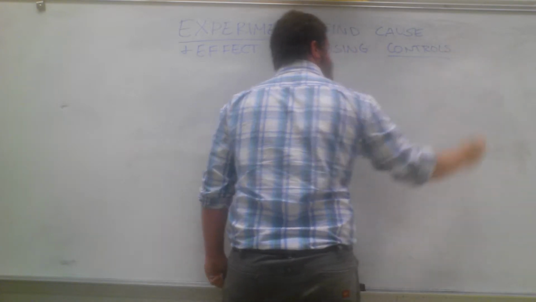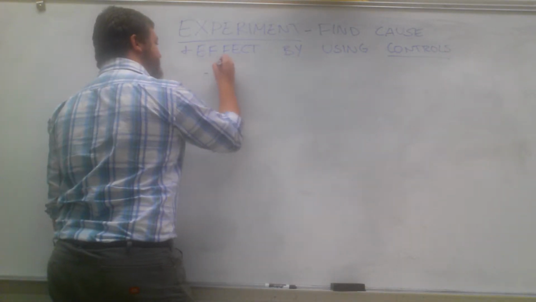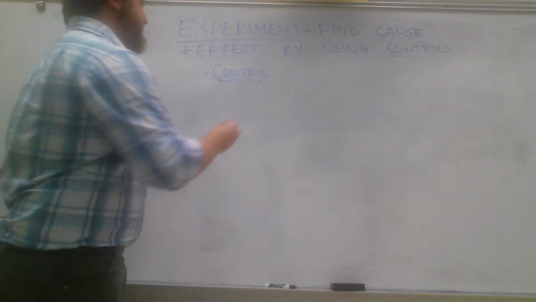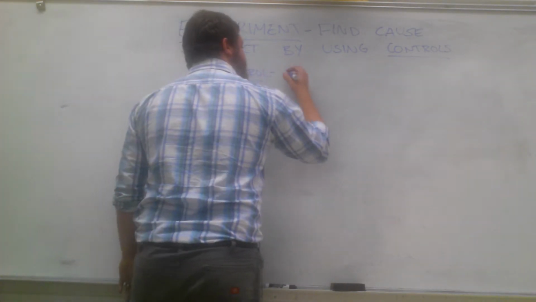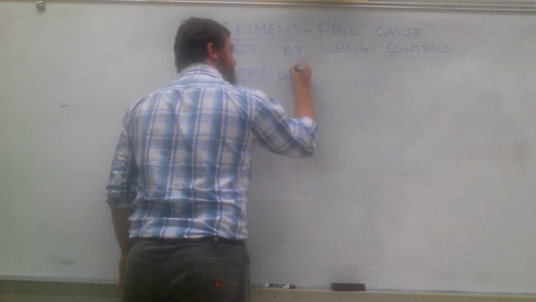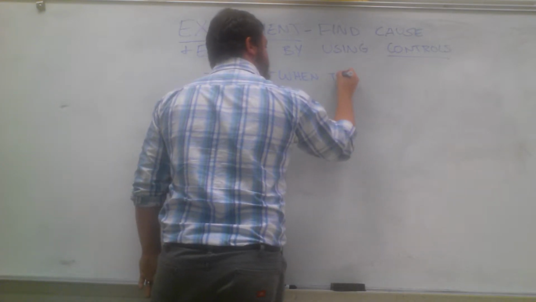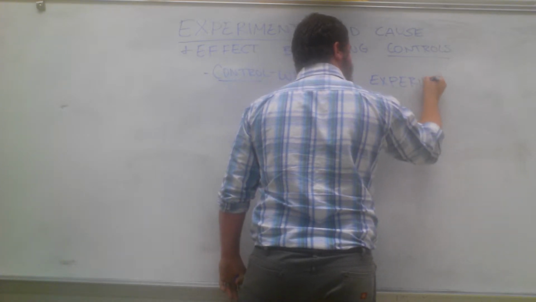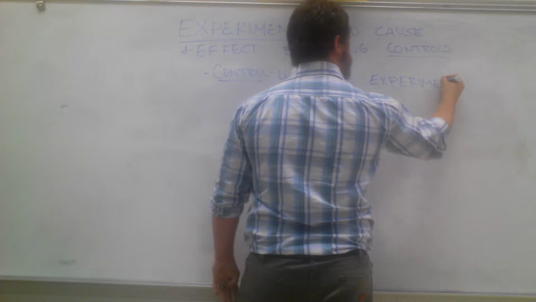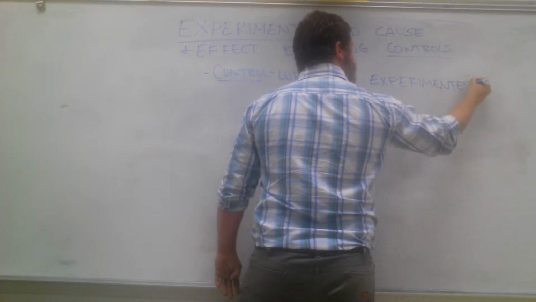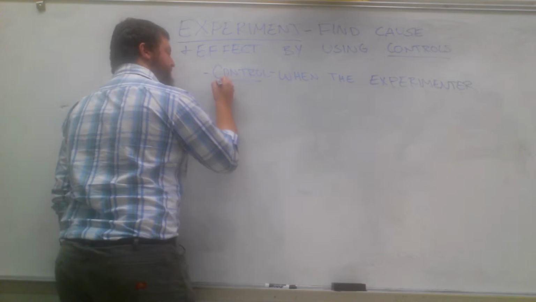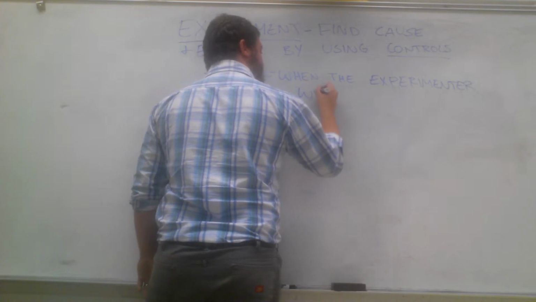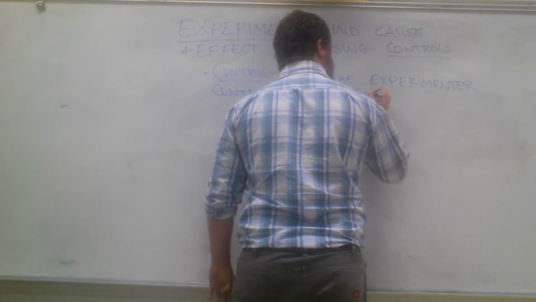And I'm going to underline that because I'm about to tell you what a control is. When you use a control is this. So this is like a smaller version of it. A word inside this definition. A control is when the experimenter controls who gets what.